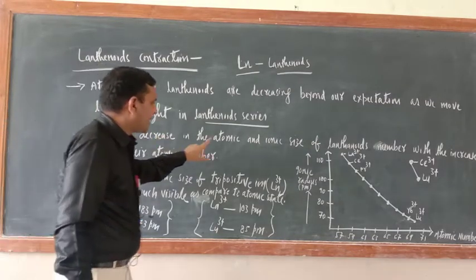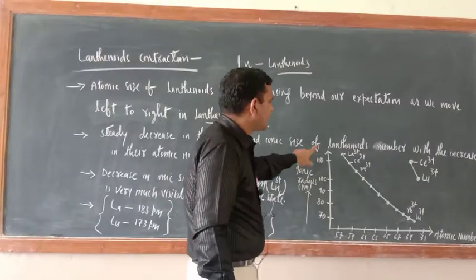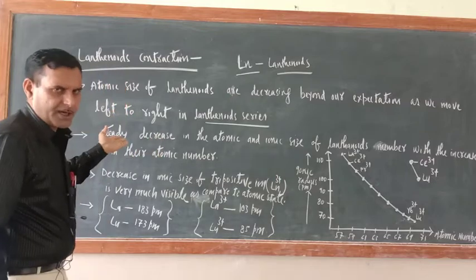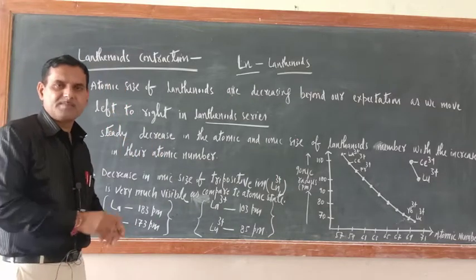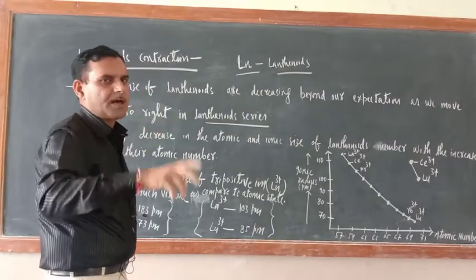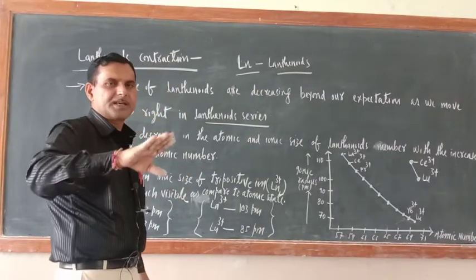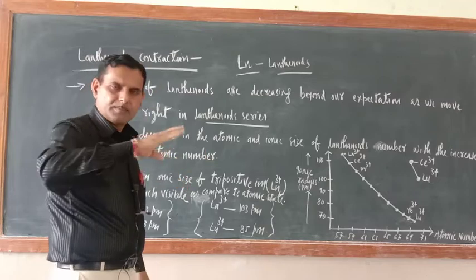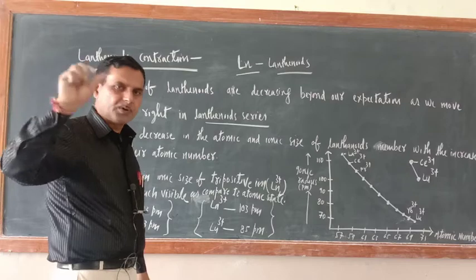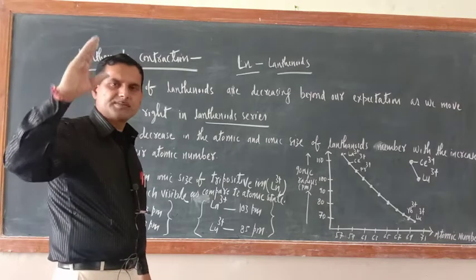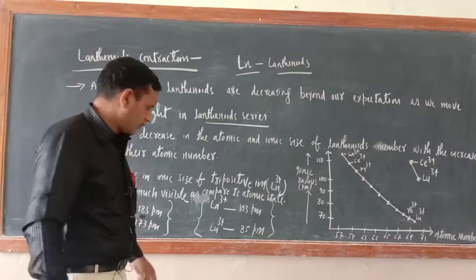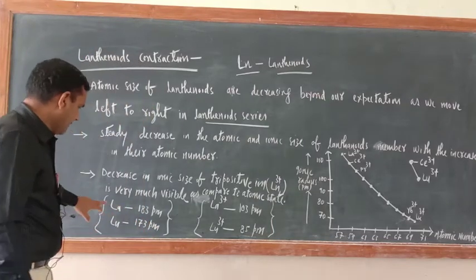Now just see here, a steady decrease in the atomic and ionic size of lanthanide members with the increase in their atomic number. Already I told you, steady means regular. So just see, as we are moving from lanthanum to cerium to promethium, there is a steady decrease. This steady decrease, when added, gives you the overall lanthanide contraction. So just try to understand.